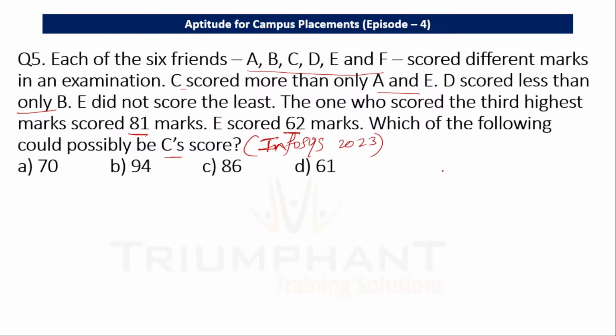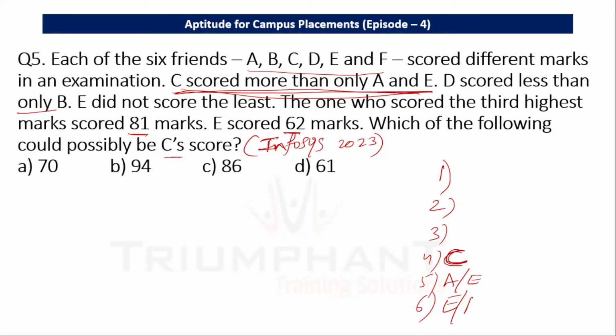So if I compare their marks, I'm giving them ranks, as there are 6 friends: 1, 2, 3, 4, 5, 6. C scored more than only A and E. What do you mean by that? C is third from the bottom. Below C, there are only 2 people, A and E, or E and A.